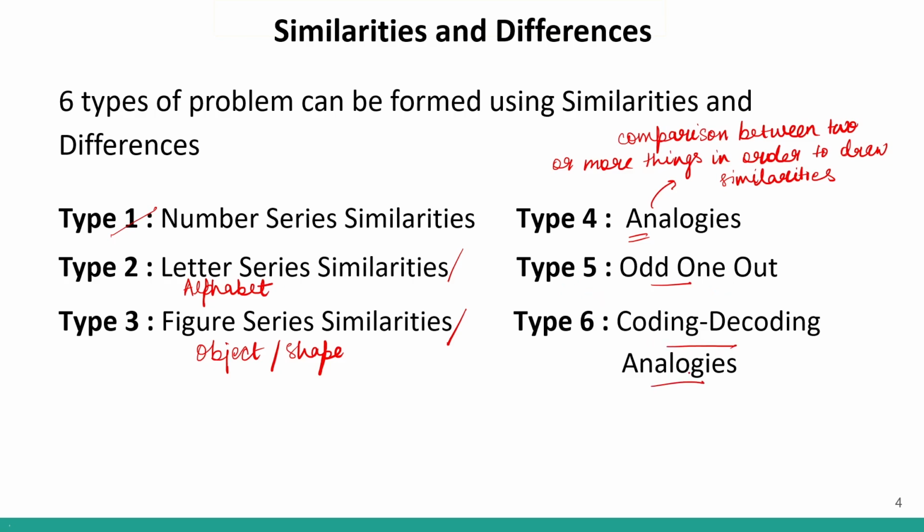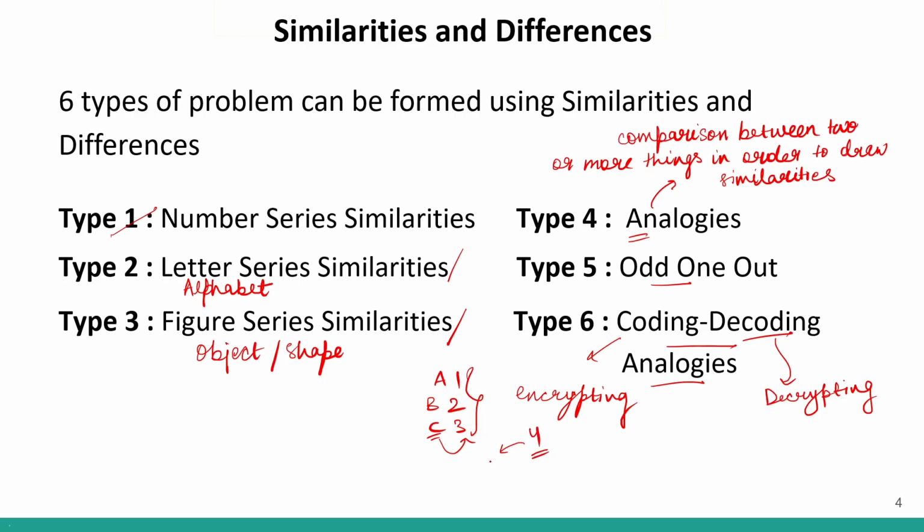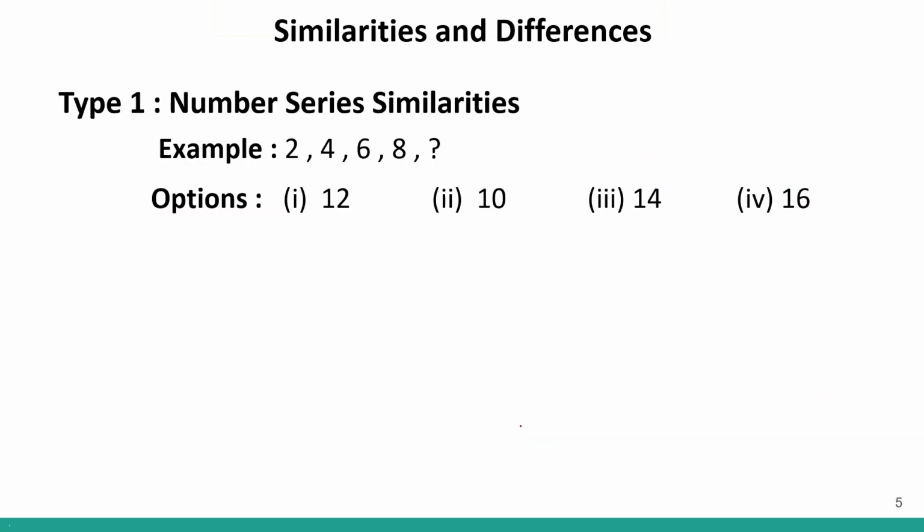Then we have coding and decoding analogies. So basically, what do you mean by coding, decoding? Coding is encrypting, and decoding can also be called decrypting. So if I write A as 1, B as 2, C as 3, I am coding the alphabets into numbers. And if I have to find the value of 4, I'll basically decrypt it back into an alphabet D. So this is a concept that we studied in coding decoding as well. So these are the 6 types of questions that can be formed in similarities and differences. Okay, so let us begin with understanding the first concept, which is number series similarities.